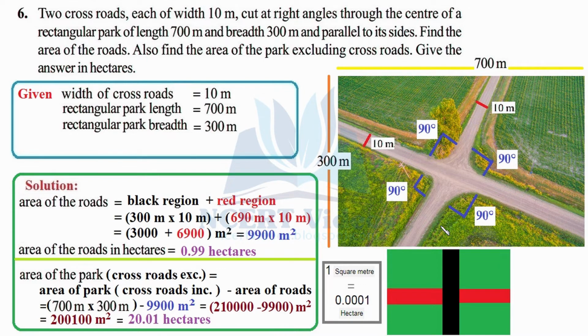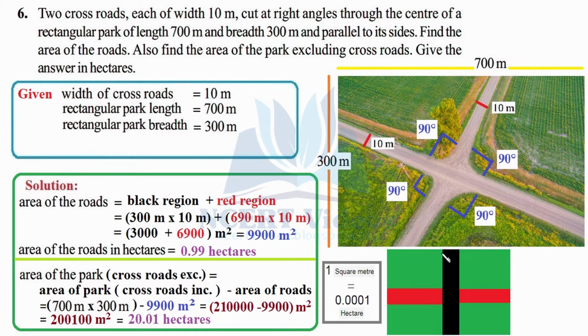So in order to put it in a mathematical way for ease of understanding, we can visualize it as follows. Given is width of crossroads, that is 10 meter. Now rectangular park length is 700 meter, and breadth is 300 meter. Now what do we have to solve? We have to find area of roads.